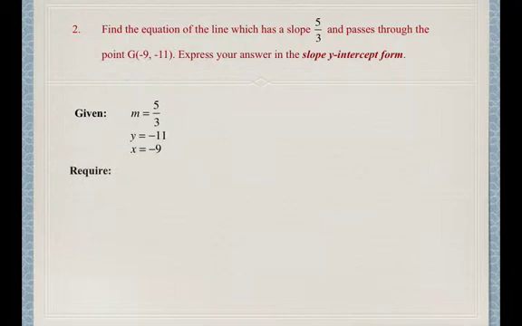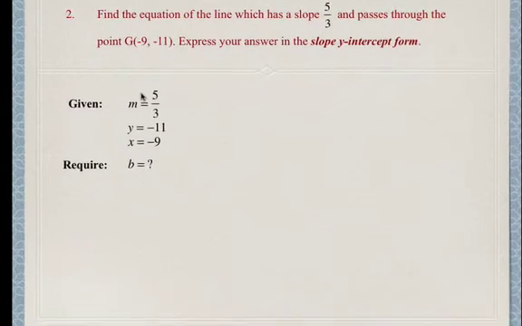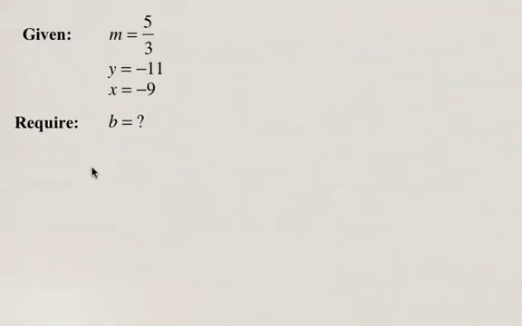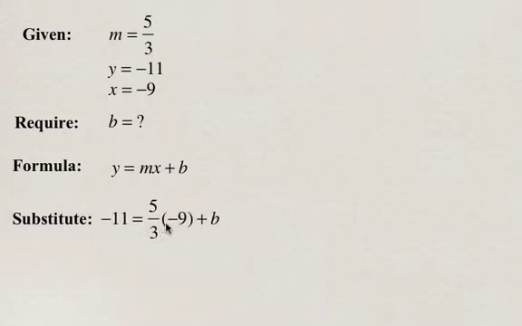So let's take a look at what we require. For y equals mx plus b, the first thing we need is the y-intercept. That's the only variable we're missing in y equals mx plus b. So with our formula, again y equals mx plus b, we sub in just as we did before: y is -11, m is 5 over 3, x is -9, and b is unknown. We put brackets around the -9, and this is a multiplication. Now we have to simplify and solve for b.